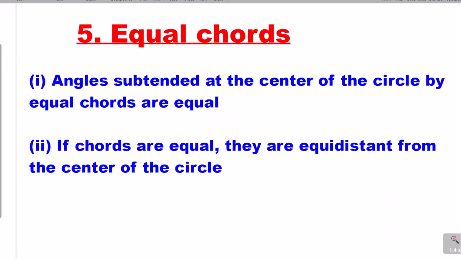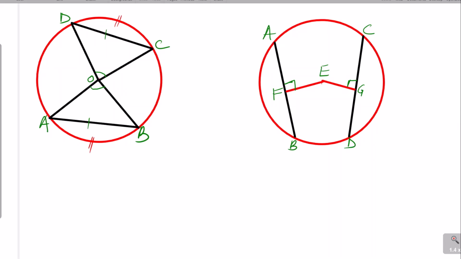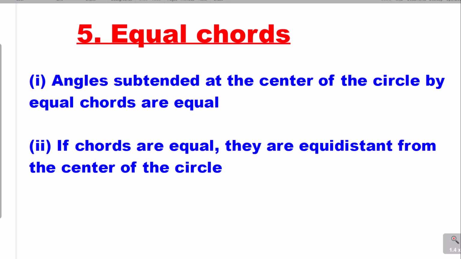We go to the next property, equal chords. 1. Angles subtended at the center of the circle by equal chords are equal. 2. If chords are equal, they are equidistant from the center of the circle. Those are the two important points you need to understand. There is a diagram to illustrate these. The first diagram explains point number 1.